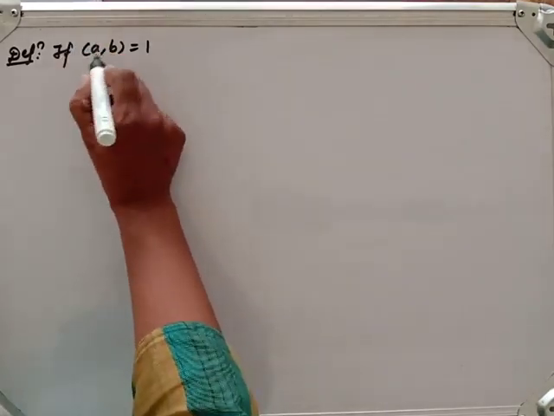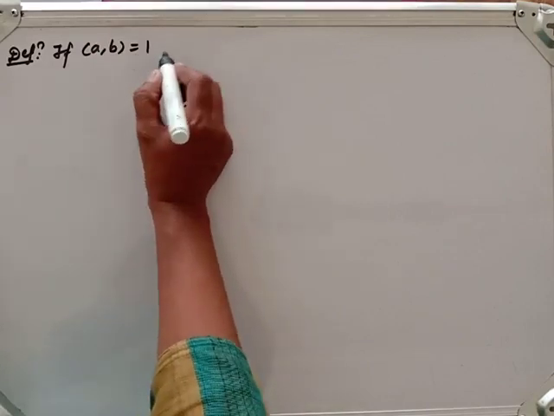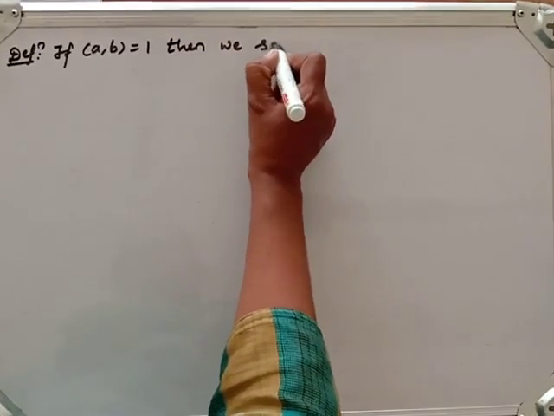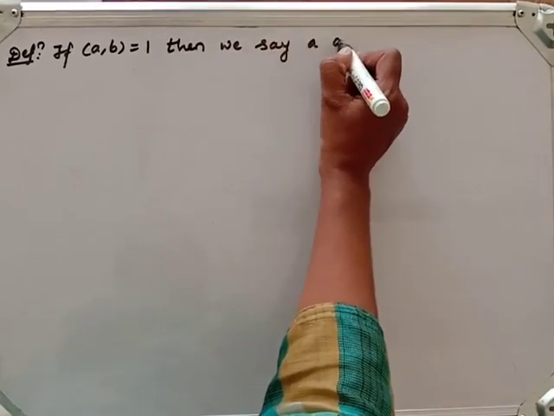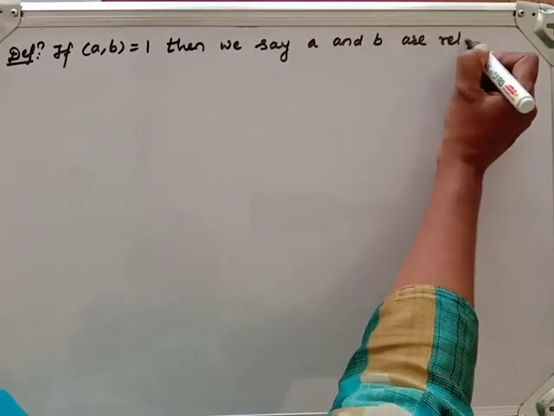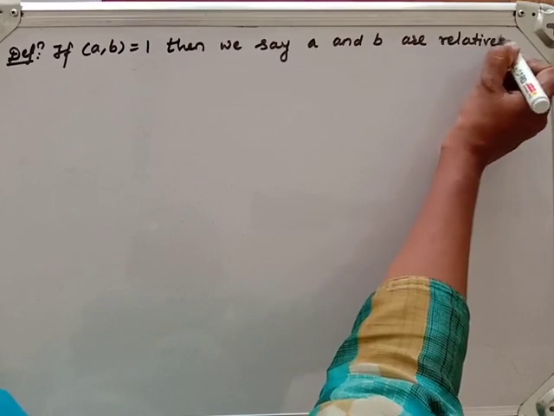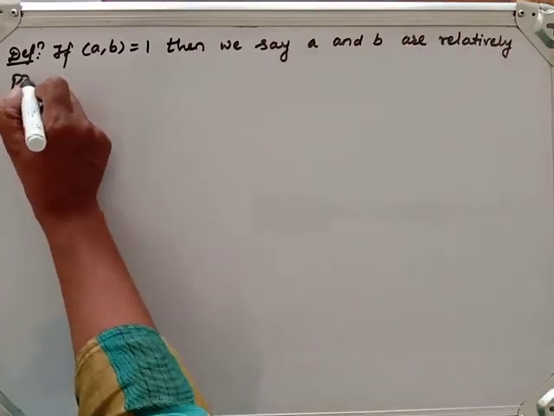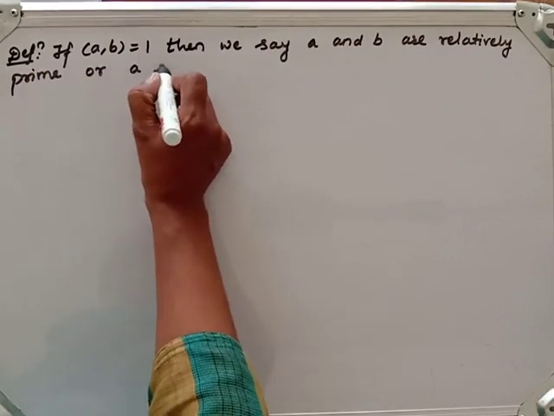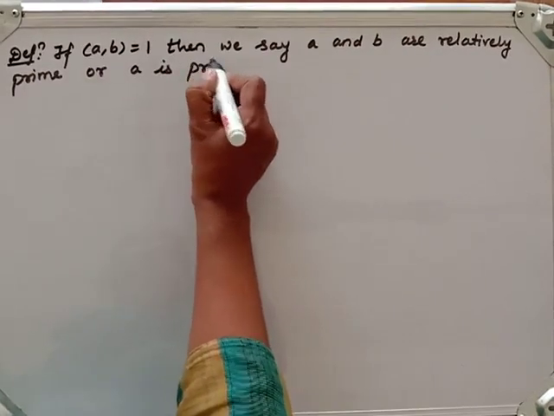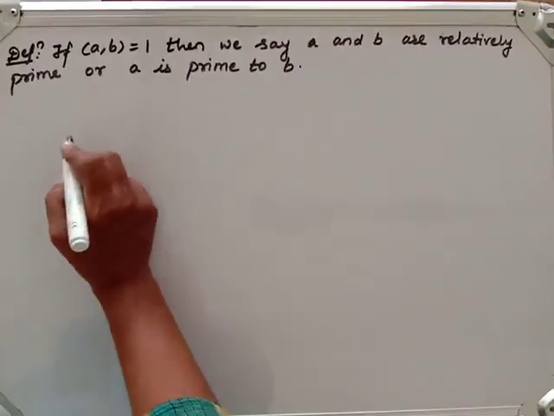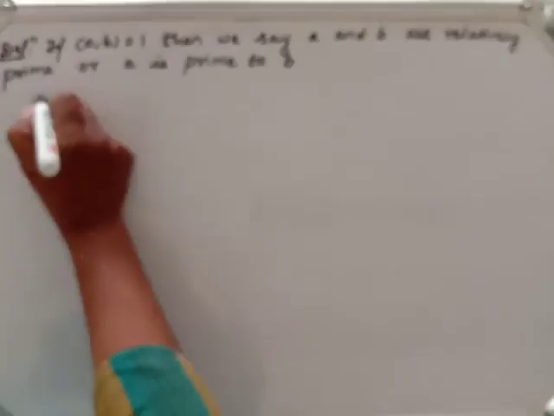If the GCD of a and b is 1, then we say a and b are relatively prime, or a is prime to b. This is the definition for relatively prime.